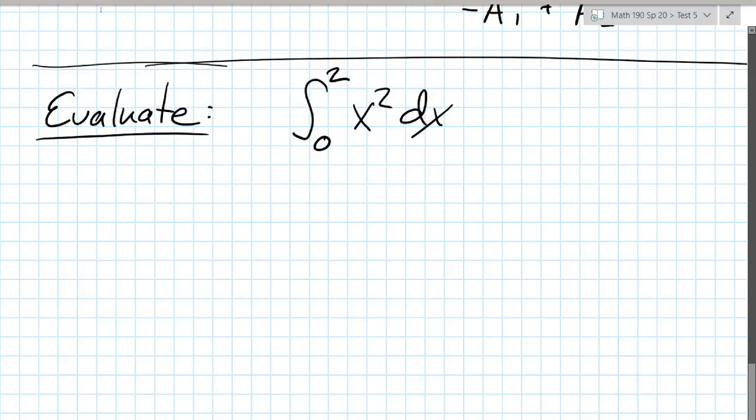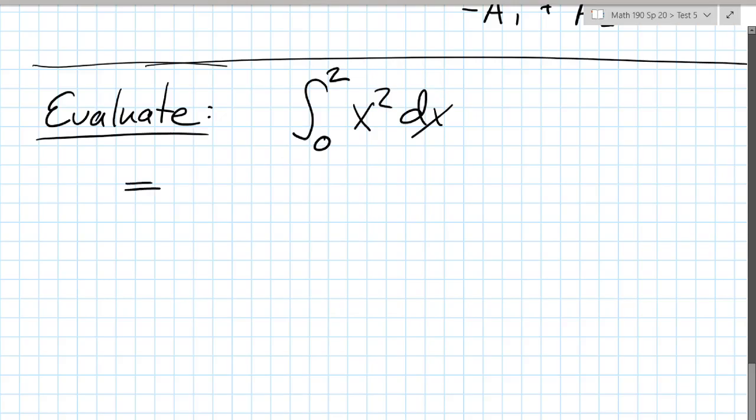Let's go back to the first question that we had at the beginning of this section, finding the area under the curve y equals x squared from 0 to 2. And let's use the definite integral notation to show what we're asking for. So here we have the definite integral from 0 to 2 of x squared dx.